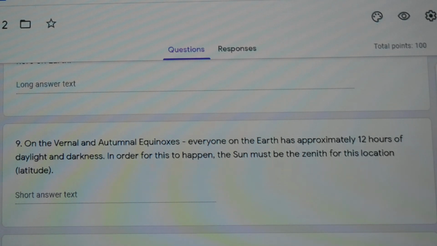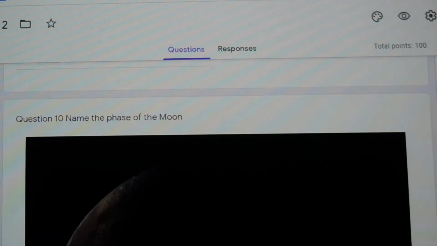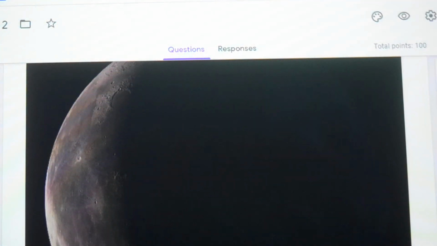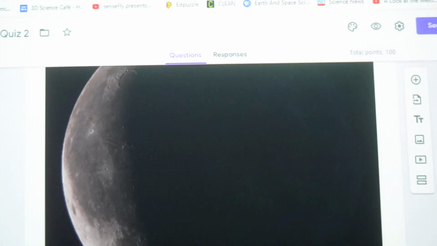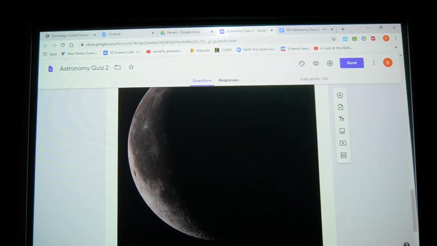On an equinox. Number 10, you're naming the phase of the moon in the diagram. Here's the diagram. What phase is the moon in? Full moon, new moon, waning crescent, waxing gibbous, waning gibbous, first quarter or last quarter. So you got to look at how much of the moon is illuminated or lit. And is it the left side or is it the right side? Okay, that is your quiz number 2.